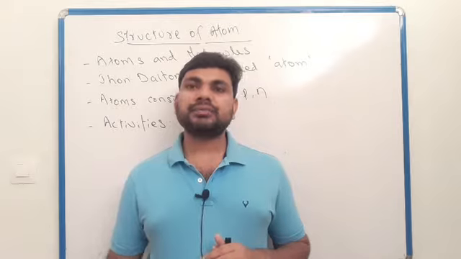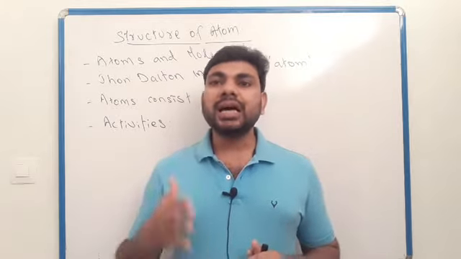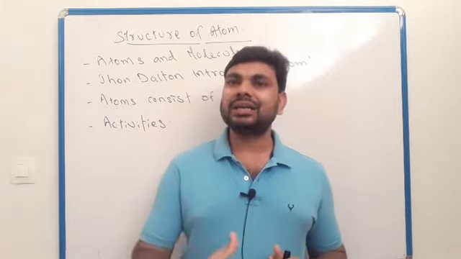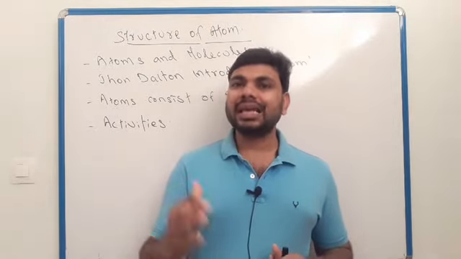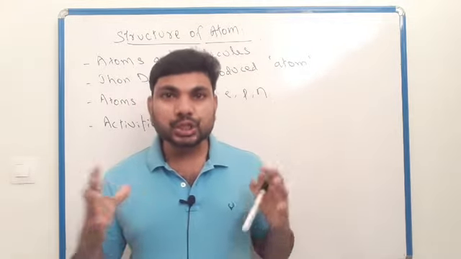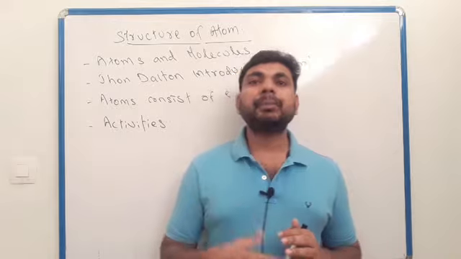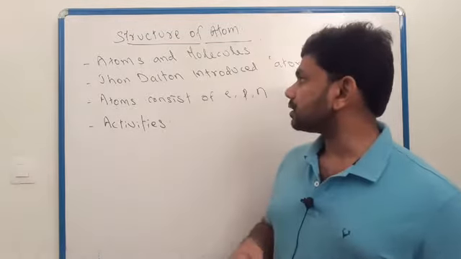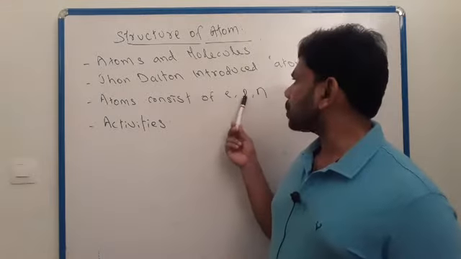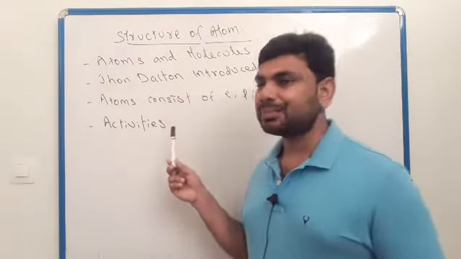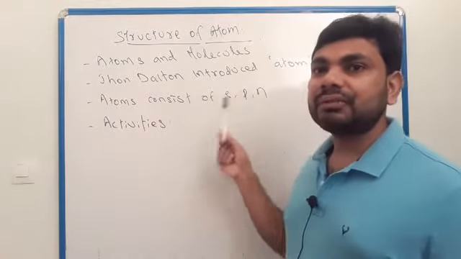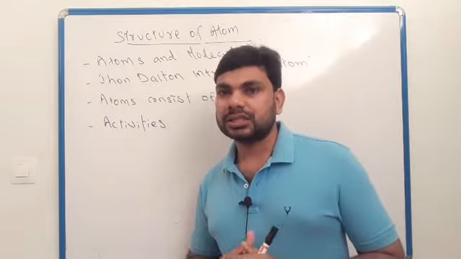But later on, further experiments showed that atoms consist of subatomic particles. Atoms contain even smaller parts such as electron, proton and neutron. Together we call these subatomic particles. Electron is represented by E, proton P, neutron N.